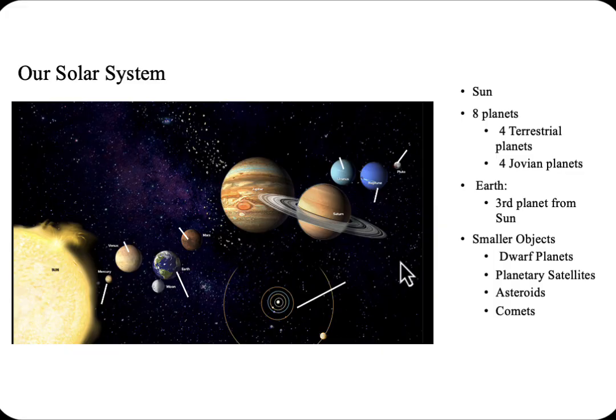We have Saturn, which is well known for the rings. We have Uranus, our diamond ice planet. We have Neptune, and then that would be the end of the planets, all right?